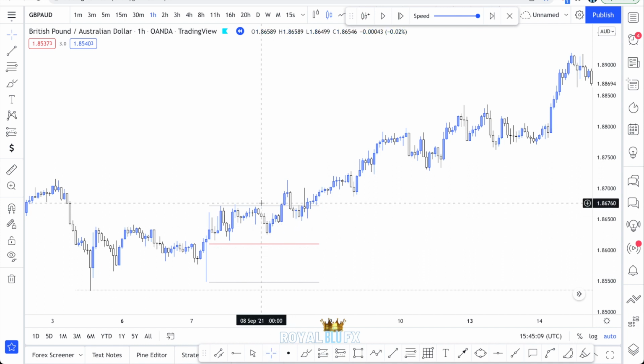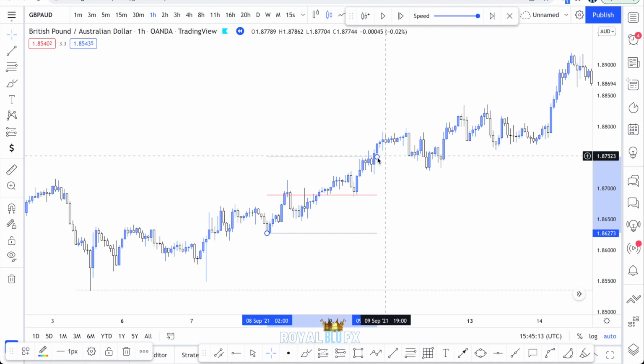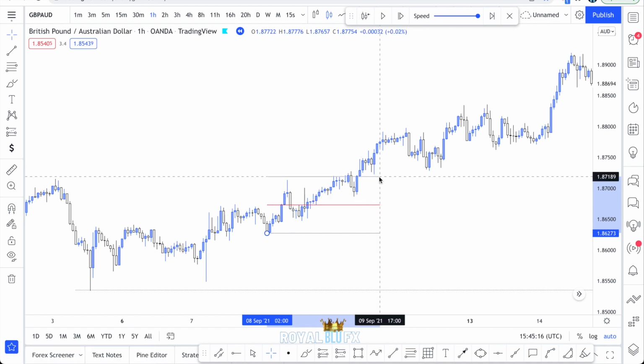So let's look over here. Let's go from another high to low. From this low here, we're going to go to the high right there. That was the new high right there.